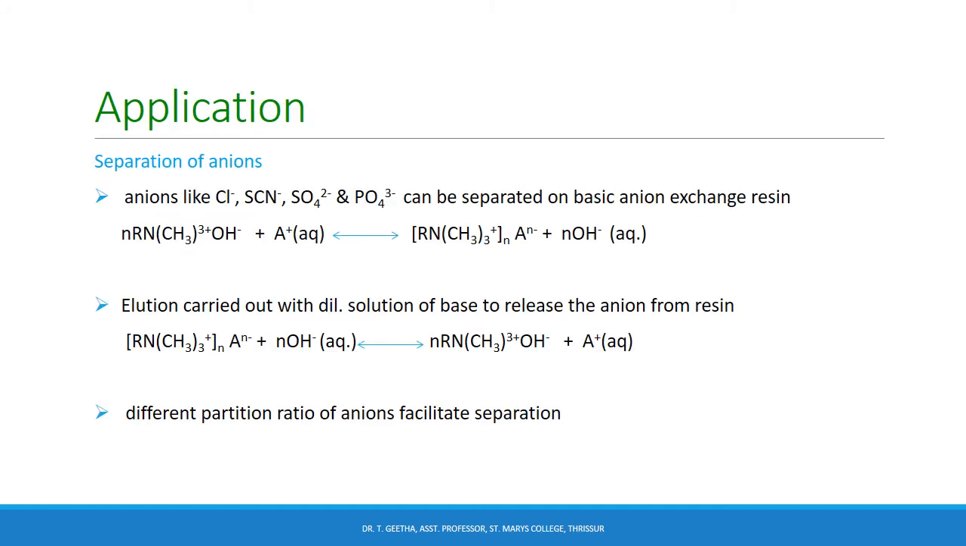Anions like chloride, thiocyanate, sulfate, and phosphate are separated on basic anion exchange resin. When a mixture of these ions is passed through a column, the anions replace hydroxide ions. Once all the ions are exchanged, elution is carried out with a dilute solution of a base to release the anions. Separation is facilitated by different partition ratios of the anions.